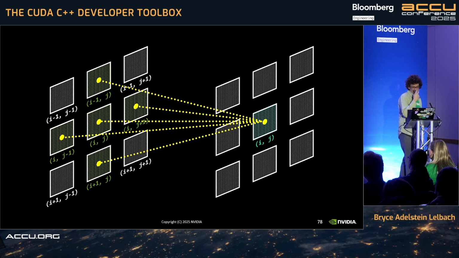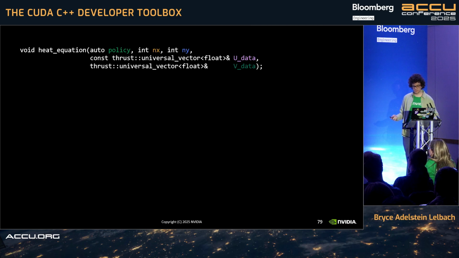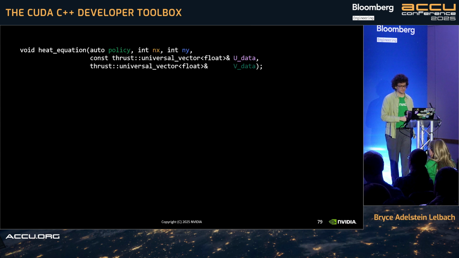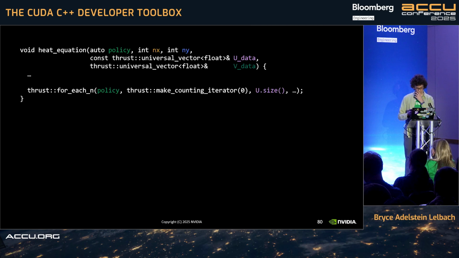So we're going to simulate my oven on a 2D grid by solving the heat equation numerically with a 5-point stencil. So our solver function will take a thrust execution policy, the dimensions of the grid, and two universal vectors, u, which represents the current state, and v, where the next state will be written. We'll use a thrust for_each_n over a counting iterator to implement our stencil.